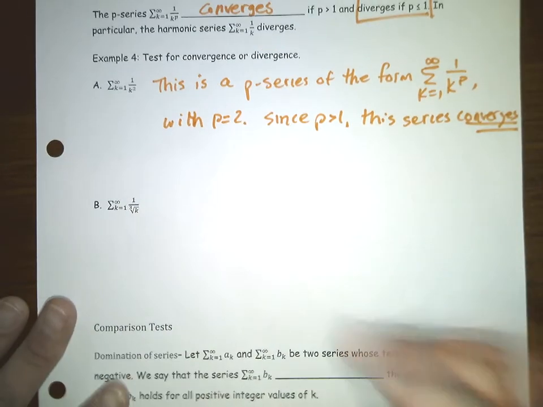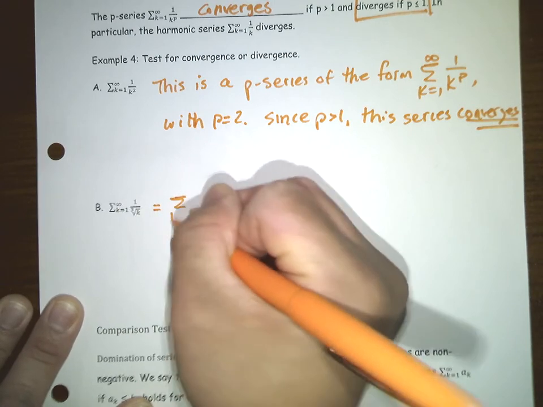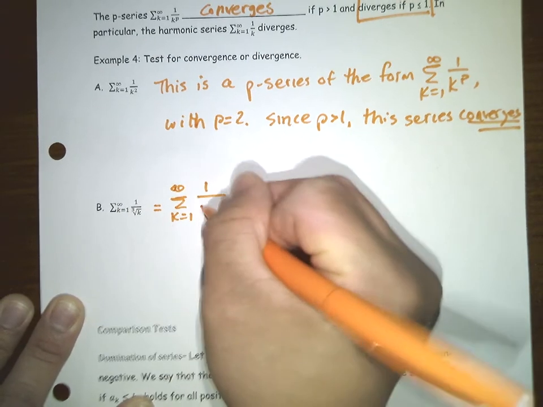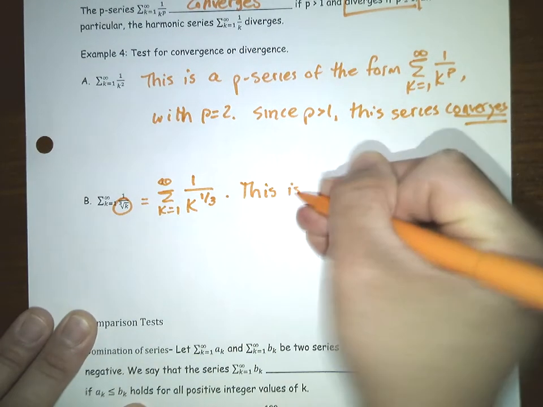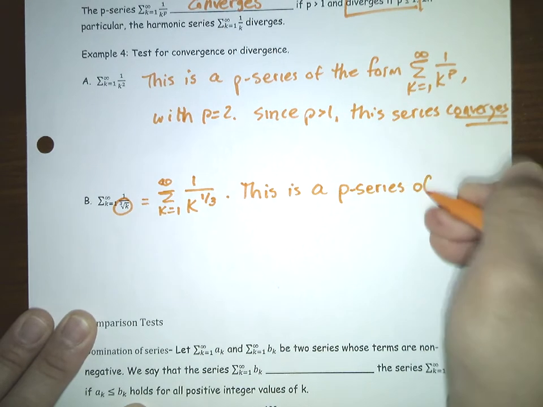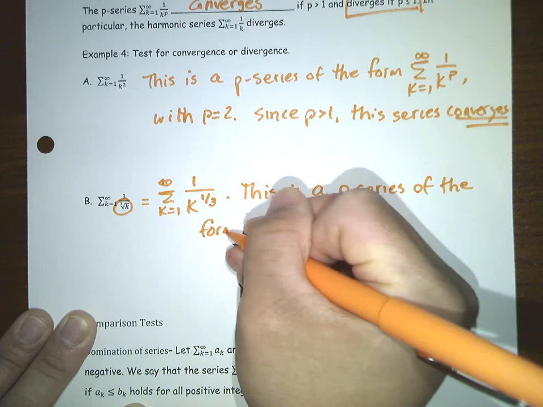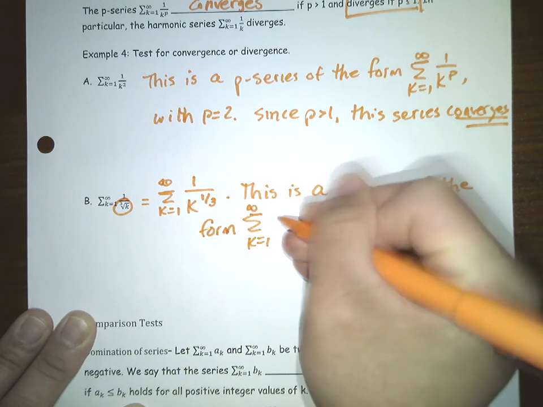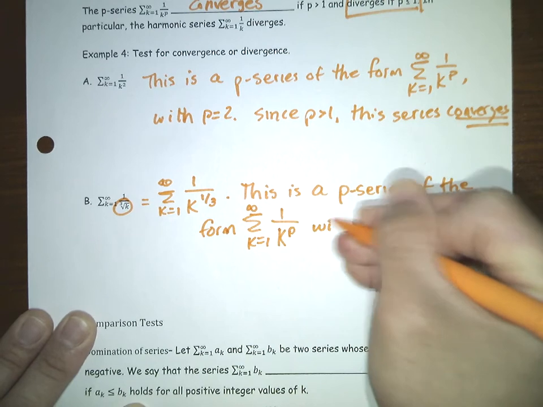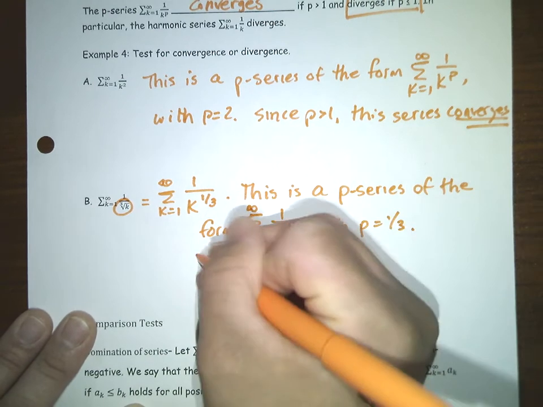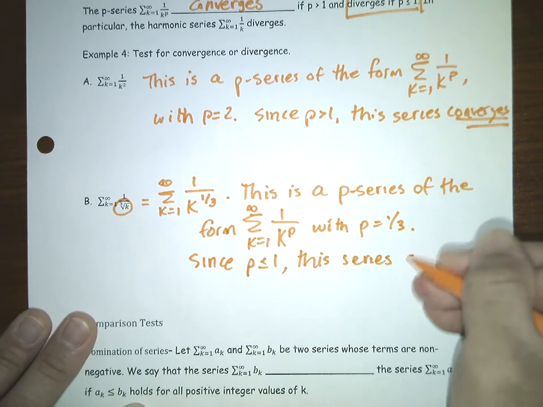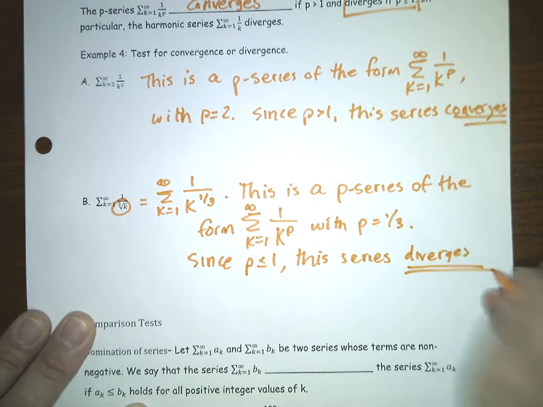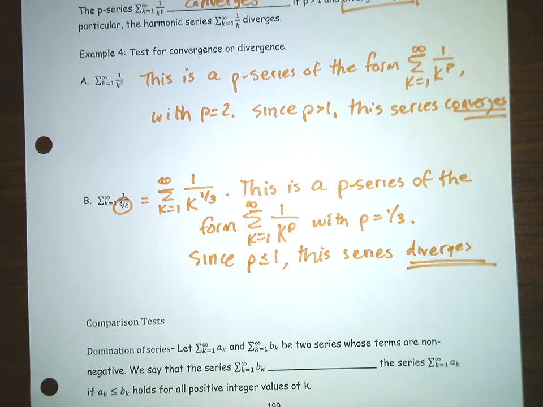Now if I look at the next one, if I rewrite this series, it's the sum k equals 1 to infinity of 1 over k to the 1/3 power, because that's the same as the cube root of k. So then this is a P series of the form sum k equals 1 to infinity of 1 over k to the p, with p equals 1/3. And then since p is less than or equal to 1, this series actually diverges. All right, what a time to be alive. I really hope that you are enjoying this video so far.